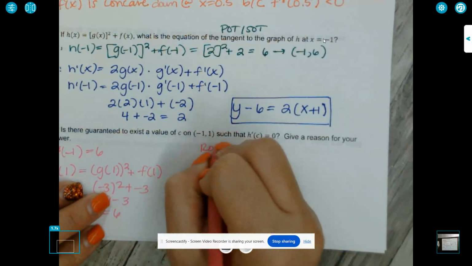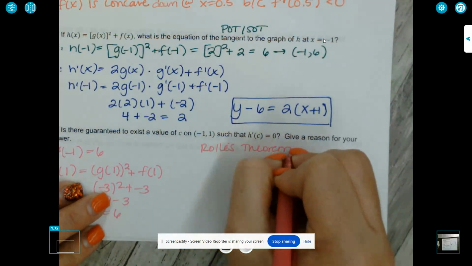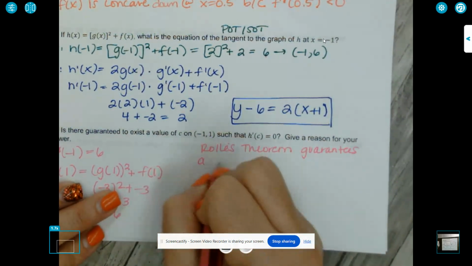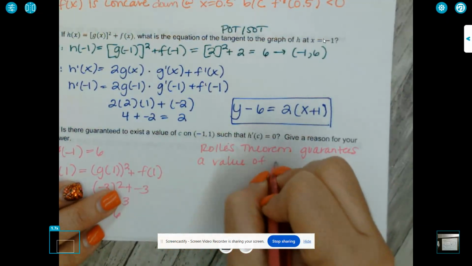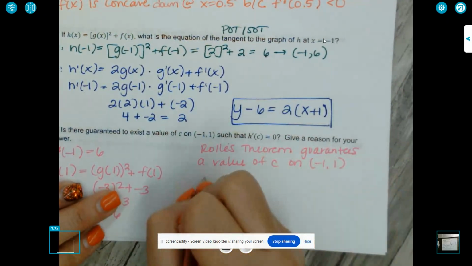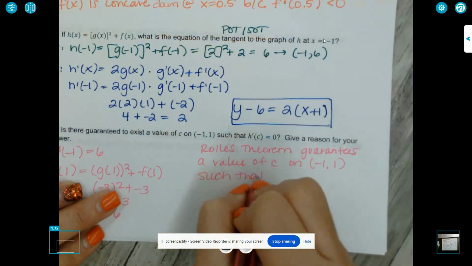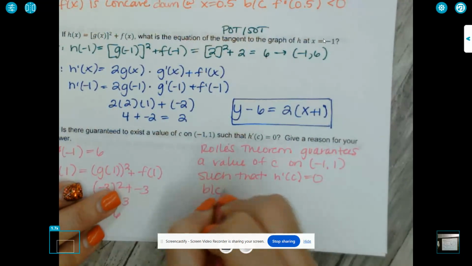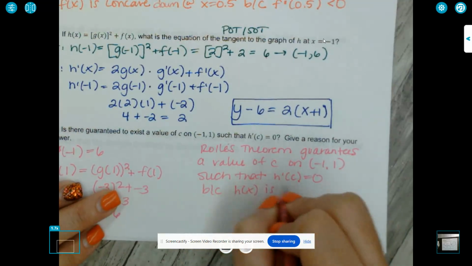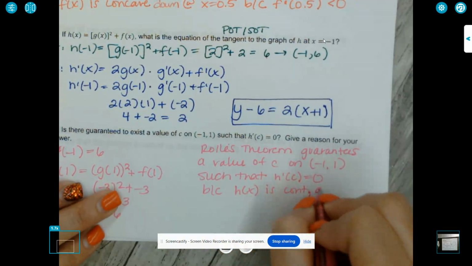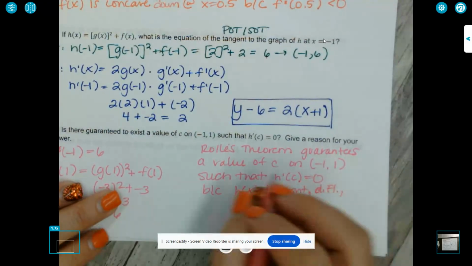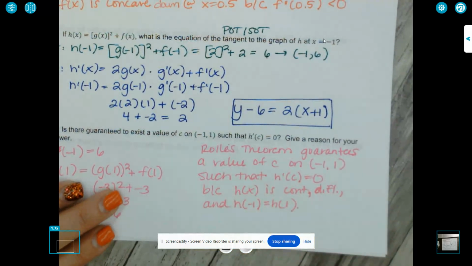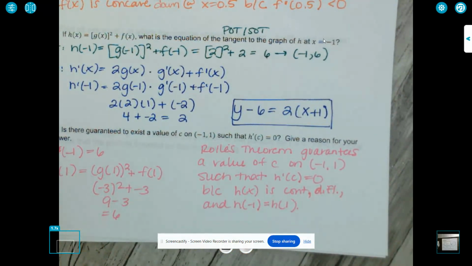Therefore, we can say that Rolle's theorem guarantees a value of c on that interval [-1, 1] such that h prime of c equals 0, because we know that h of x is continuous, differentiable, and h of negative 1 equals h of 1. And there you have it.